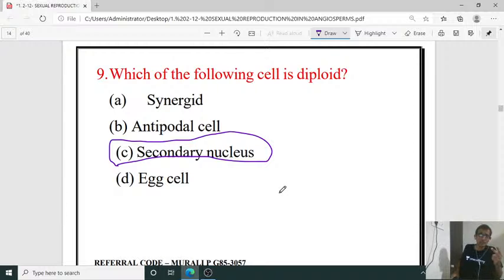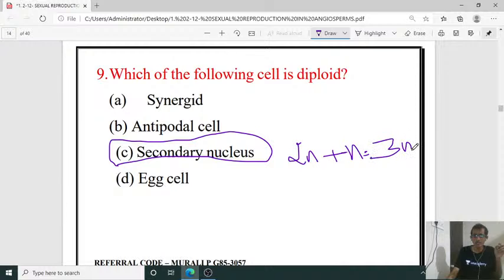So two polar nuclei fuse together to form the secondary nucleus in the central cell of the embryo sac, which is diploid. That secondary nucleus fuses with one of the male gamete nuclei, resulting in the 3n condition. So 2n plus n gives the 3n condition later. So 2n is the secondary nucleus.